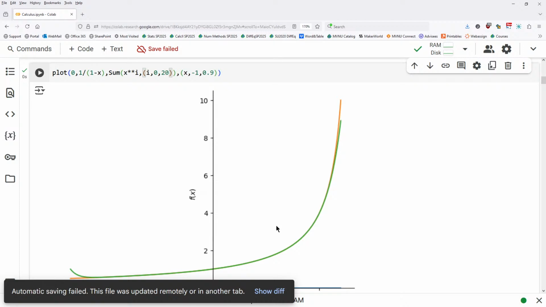In fact, if I go to x to the 1,000, let's just add up all of them all the way up to 1,000. Then they're basically on top of one another, except for, look, a little whoop at the very end there. But you're getting close to -1, and so of course there's going to be a little bit of a problem down there. But look how close they are. That's what we mean when we say that this function and that series are the same function.